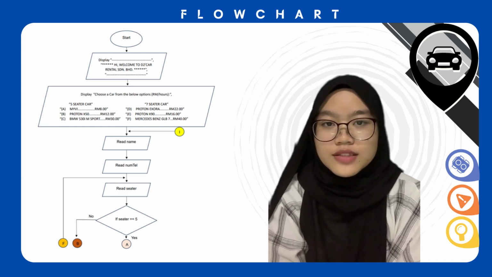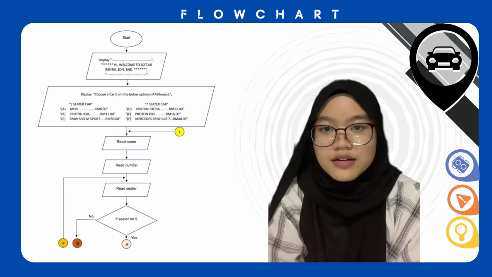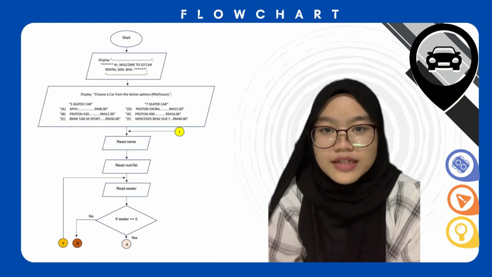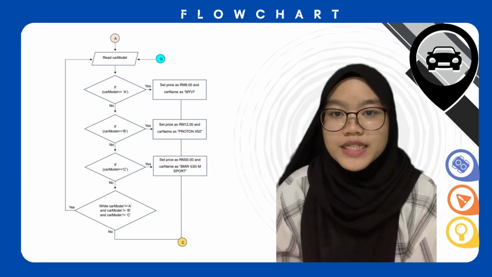For the seater, the user needs to choose between two options. We use a selection structure, which is the nested if. The user can choose between a 5-seater car or a 7-seater car. In this flowchart, we can see the connector that connects the flowchart to the next page. If the user enters the seater, the program will read the car model.